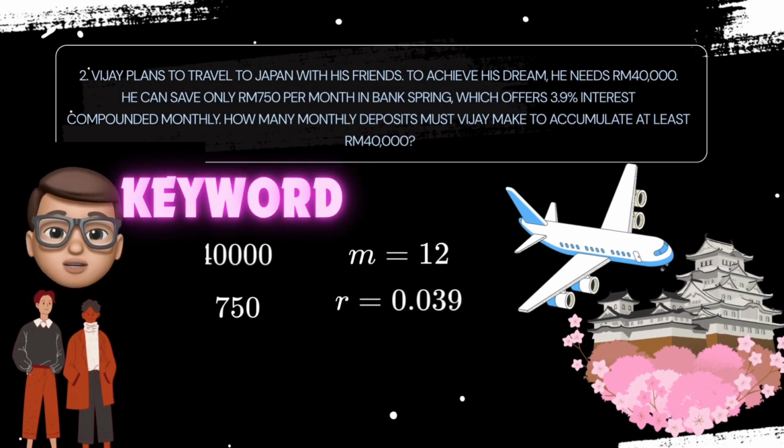Let's move on to the last question. We know from the text that Vijay wants to travel to Japan and needs 40,000 ringgit. He can save only 750 ringgit every month and the bank gives 3.9% interest. This is the keyword.